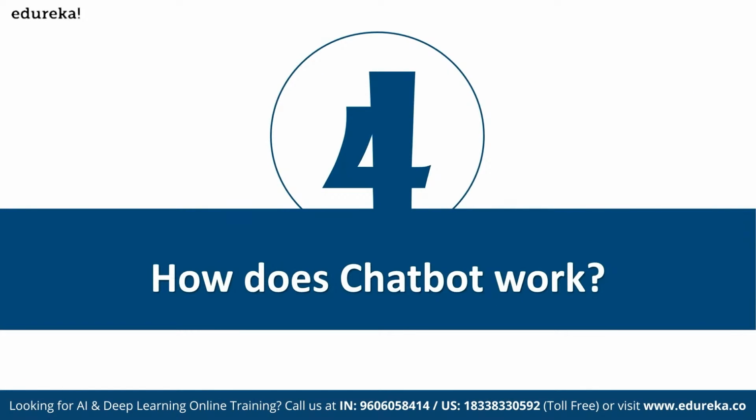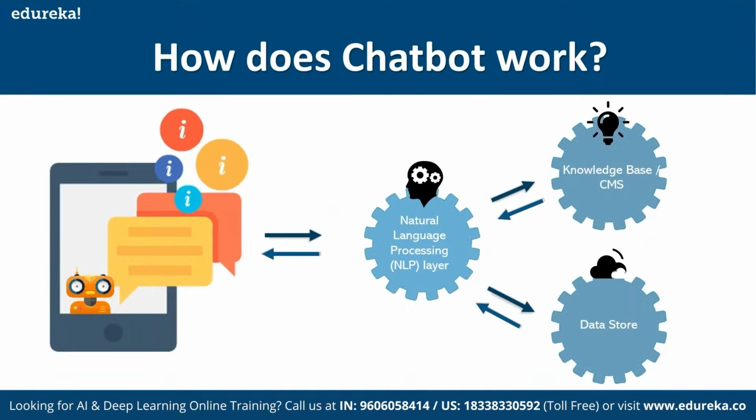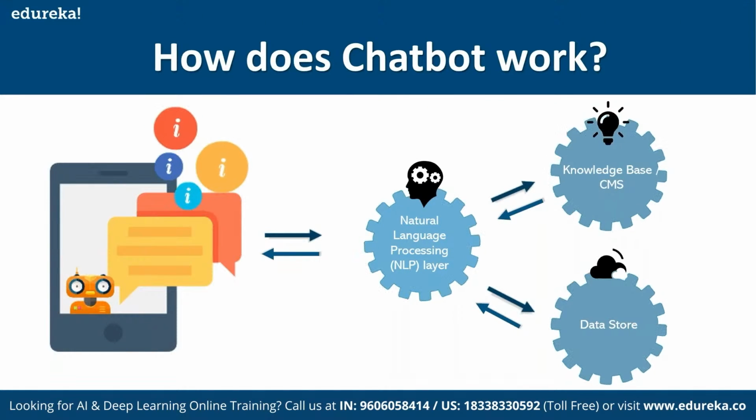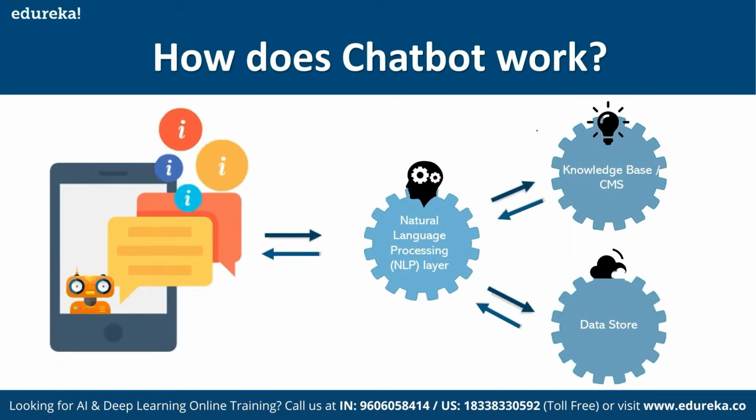How does it work? That is the main point of today's agenda. Basically, there are three layers required to make a chatbot. One is the knowledge base. You need to train the chatbot with a lot of knowledge, so you need to create a corpus of knowledge base. Then you need to store your data. So there is a data store, and upon that there is a natural language processing layer, the NLP layer.